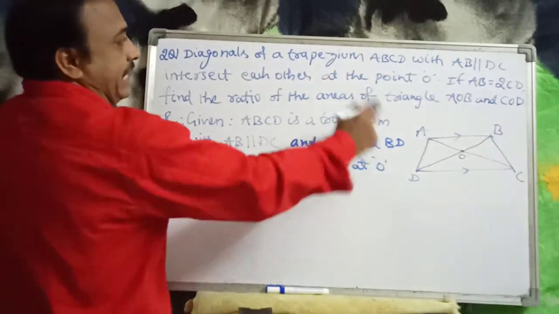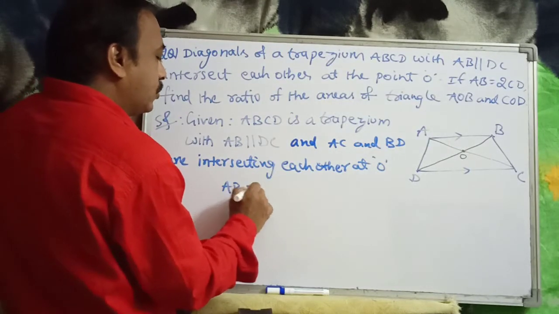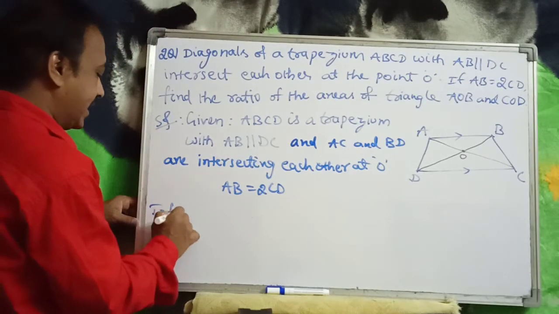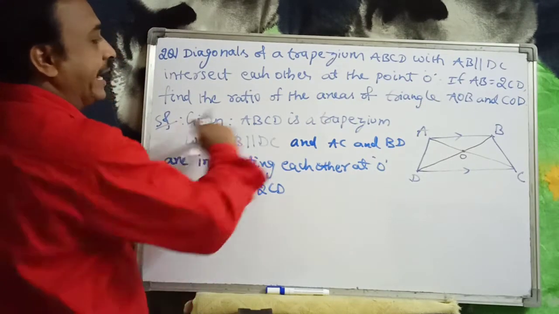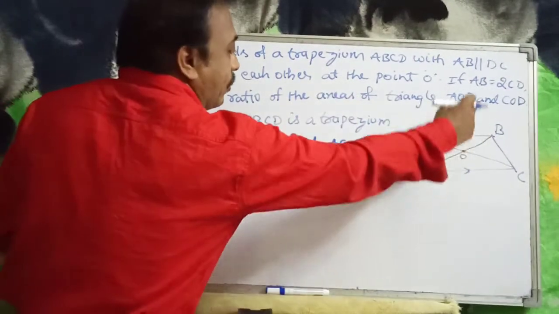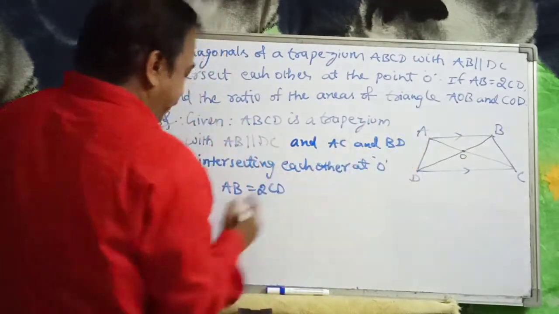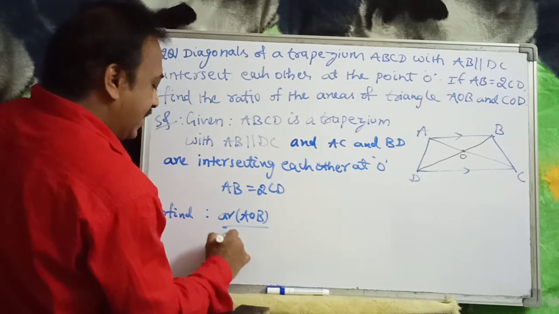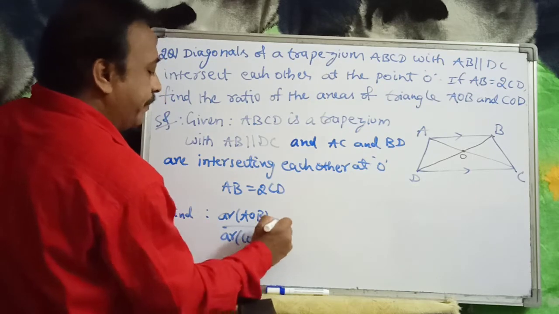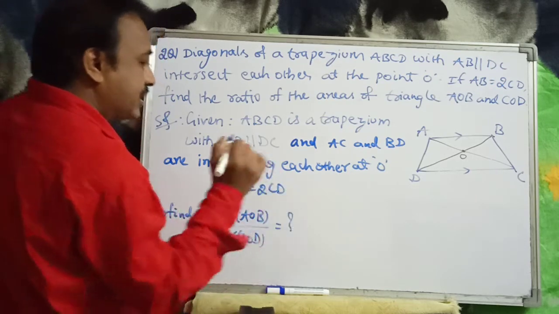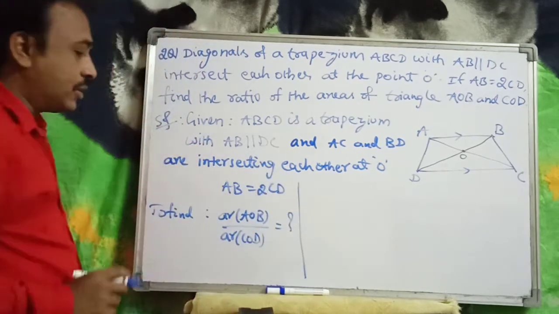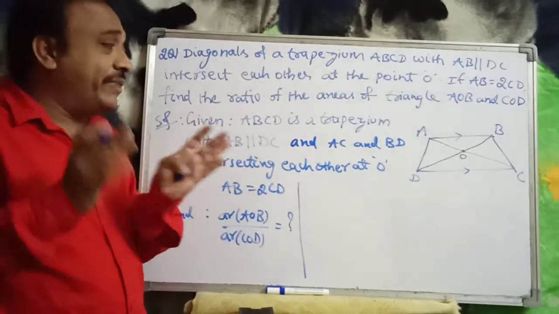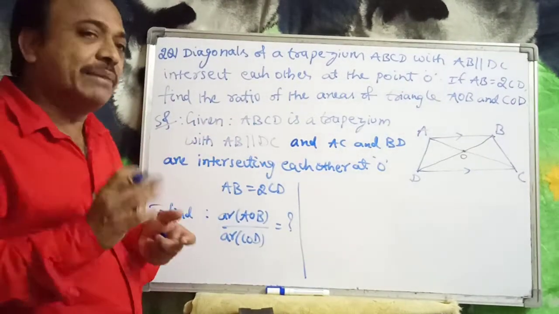And one more, AB is equal to 2 times of CD, that is given. We have to find the ratio of the areas of triangle AOB and COD. Area of AOB triangle by area of COD, we have to find out. To find this, we have to prove that these two triangles are similar first.